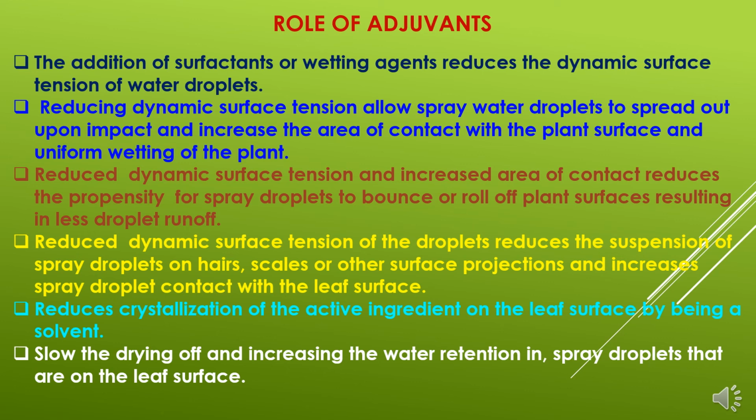Reduced dynamic surface tension of the droplets reduces the suspension of spray droplets on hairs, scales, or other surface projections, and increases spray droplet contact with the leaf surface. The use of adjuvants reduces crystallization of the active ingredient on the leaf surface by acting as a solvent. And the use of adjuvants also slows the drying off and increases the water retention in spray droplets that are on the leaf surface.